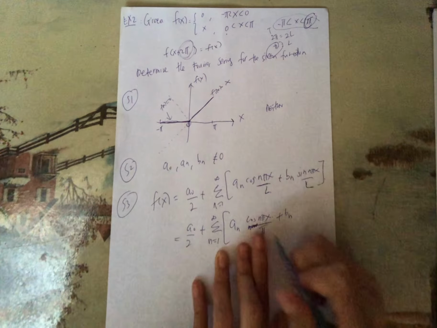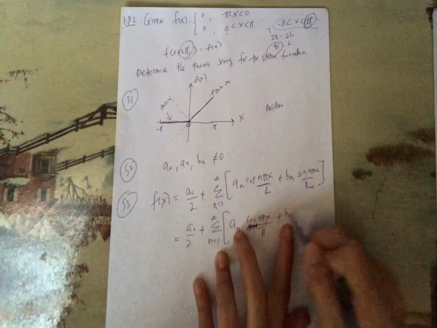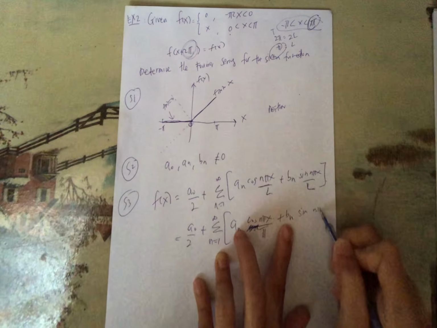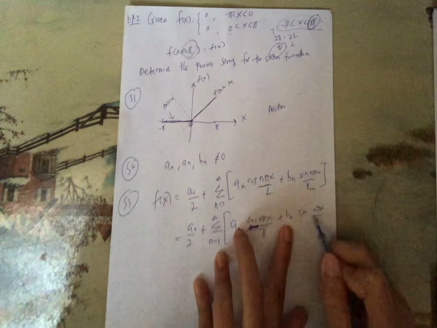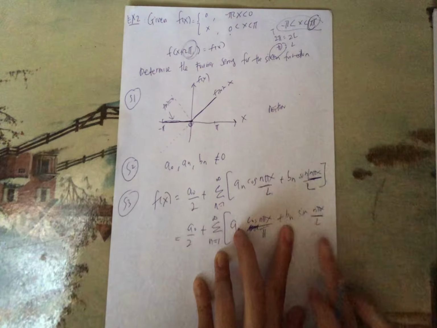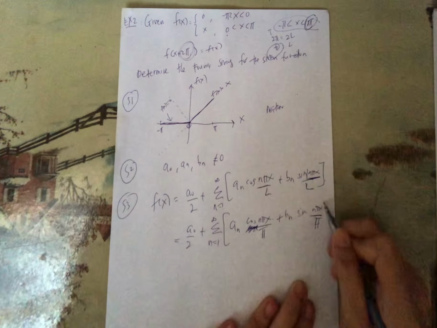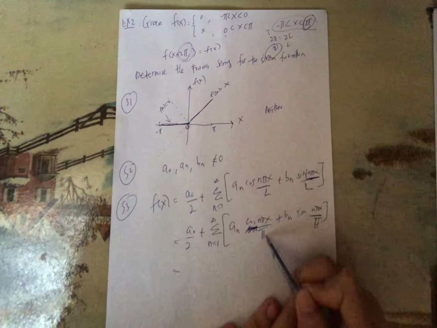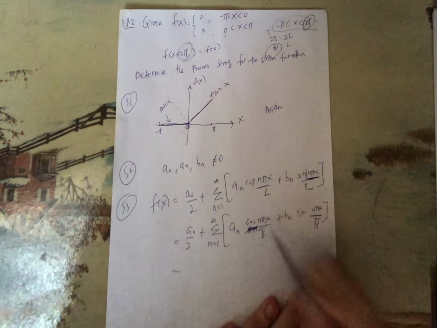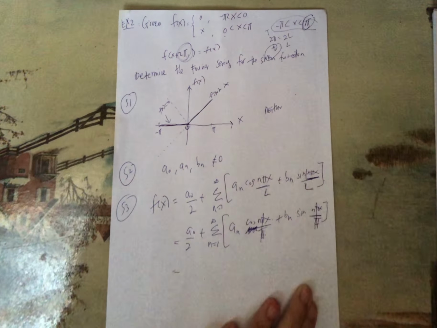I did this the wrong way just now. So bn sin n pi x over L. This means that this line is only for this one, sin n pi x. Your L just now is pi. Can you see? This is pi and this is also pi, so you can cancel off this pi.